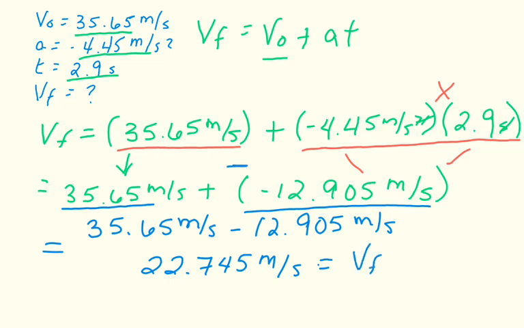So you're driving along the street at a speed, or in this case, velocity of 35.65 meters per second. You see the cops and you start to slow down at a rate of negative 4.45 meters per second squared. You do that for about 2.9 seconds. Now, after you slow down for that amount of time, your new velocity becomes 22.745 meters per second. And because this is a velocity, remember that the units for velocity are meters per second, and that's exactly what we have, right? You should end up at meters per second.